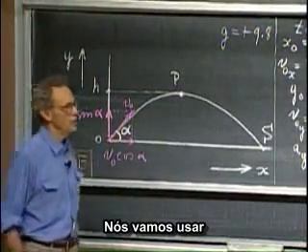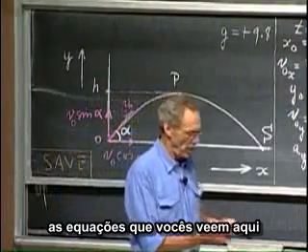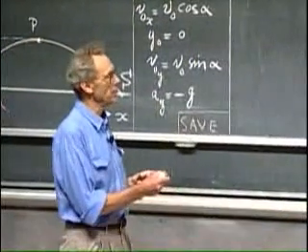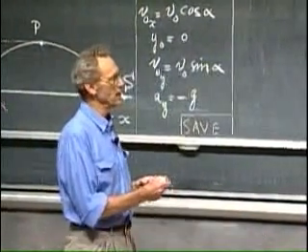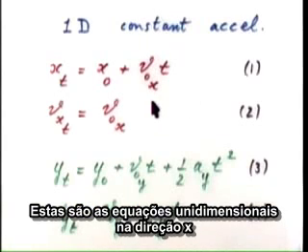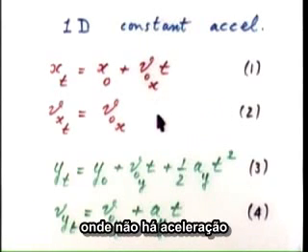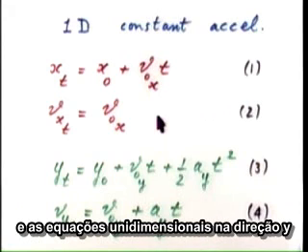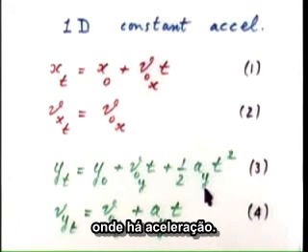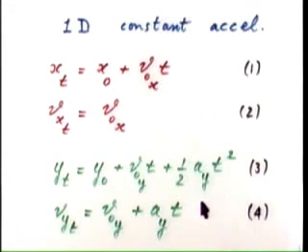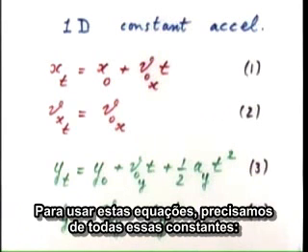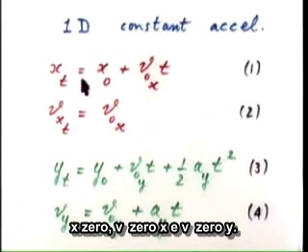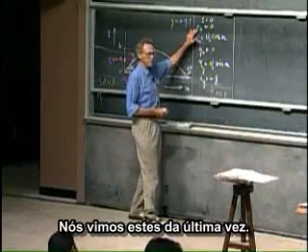We're going to use very heavily the equations that you see here that are so familiar to us. These are the one-dimensional equations in the x direction where there's no acceleration, and the one-dimensional equations in the y direction where there is acceleration. In order to use these equations, we need all these constants: x0, v0x, and v0y. We have seen those last time.